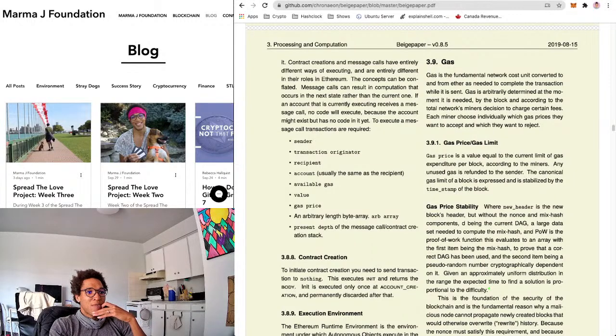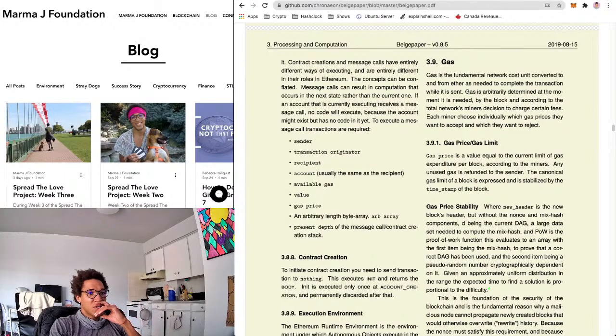You need it converted to and from Ether to complete the transaction while it is sent. Gas is arbitrarily determined at the moment it is needed by the block and according to the total network's miners' decision to charge certain fees. And this was kind of interesting because a miner could choose to charge in something other than ETH. But people need to spend ETH in transactions, so the miner needs to get ETH in that way. But the miner could choose to spend it, it's very interesting.